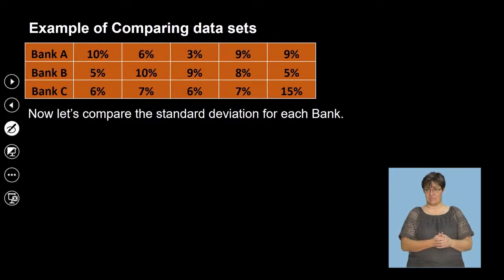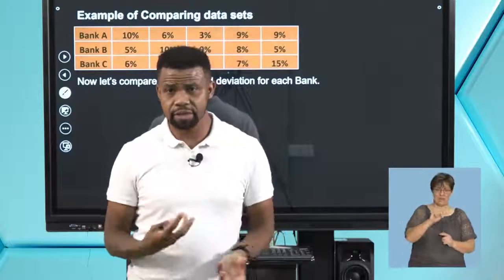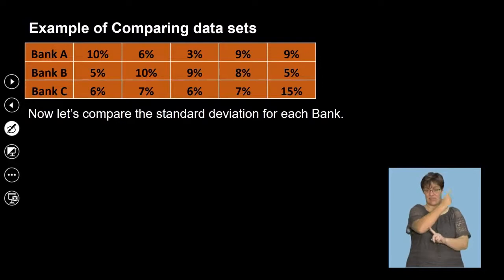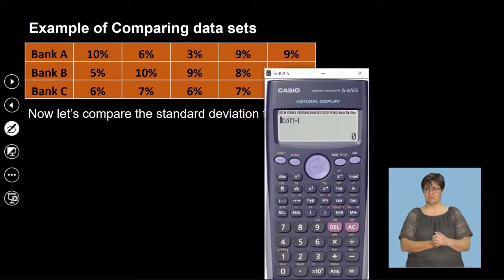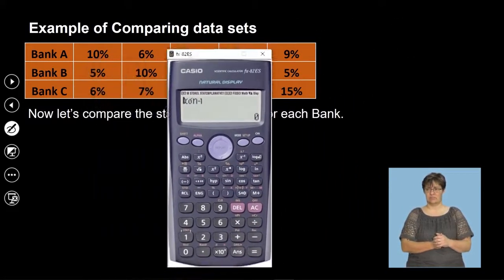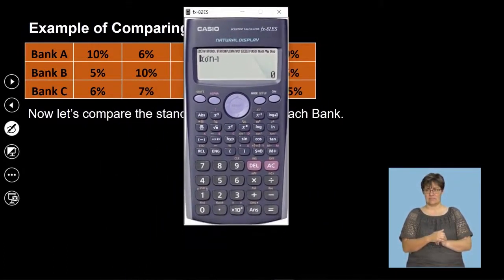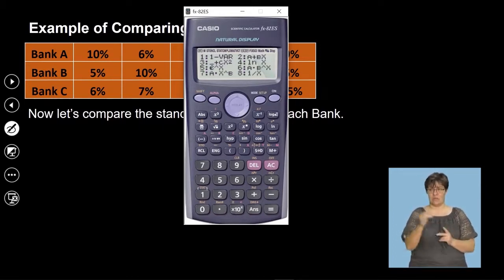Okay. Now we're going to compare the standard deviation. Mean and standard deviation can be calculated using a calculator. Let's see how we can calculate the standard deviation. I can calculate the standard deviation using my calculator. I'm going to use bank A as an example. Let me clear everything. We're going to say mode, stats, number 2, and we select var 1.